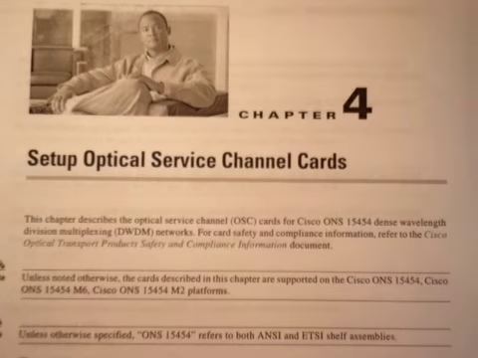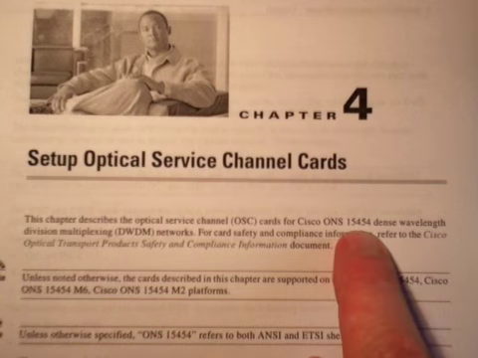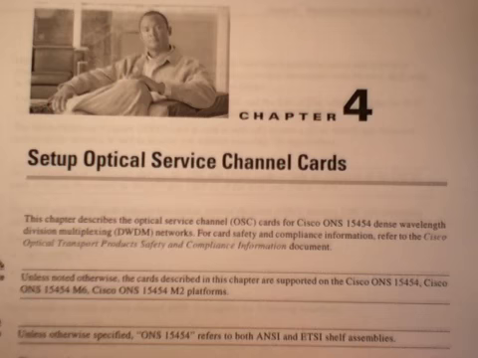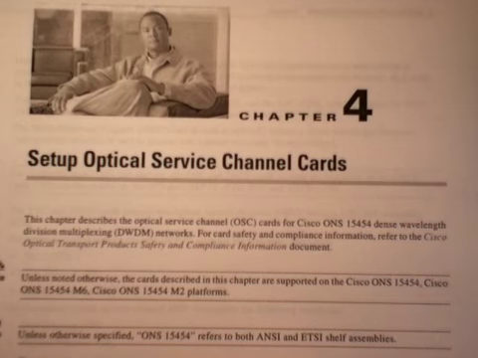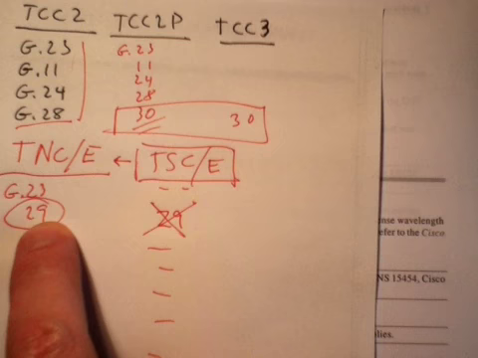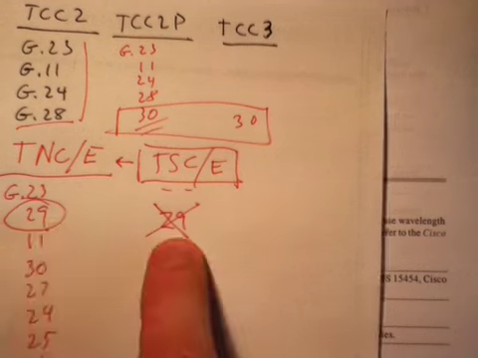Okay, in this video I'd like to talk about Chapter 4 of the ONS 15454 DWDM system literature. And the first thing I want to do is remind you from Chapter 3 that we had the two different types of cards, the TNC and the TSC. And the TNC had G.29 capabilities, but the TSC didn't.